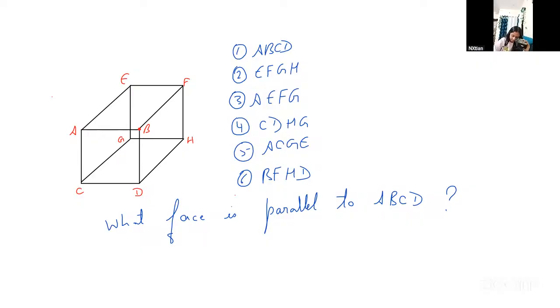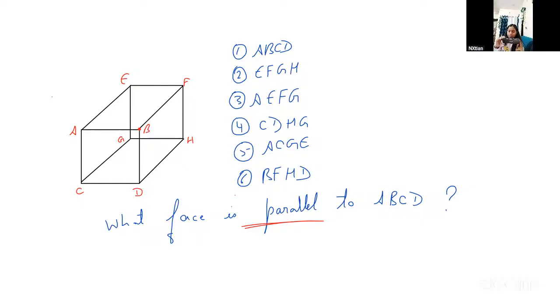So this front face is A, B, C, D. This back one is E, F, G, H. Then I mark the side ones, the top one and bottom one. My question is, which face is parallel to ABCD? If this is ABCD in my box, which one is parallel to ABCD? You tell me.